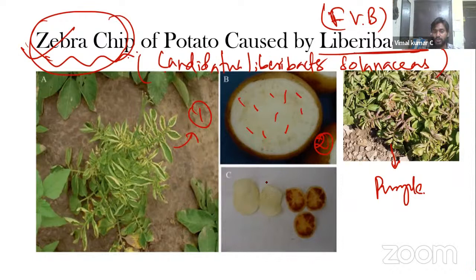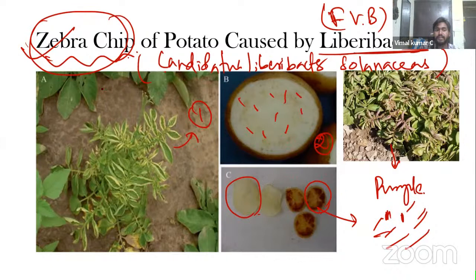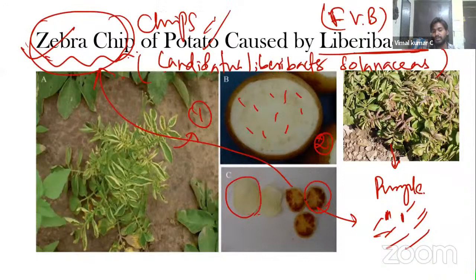But unknowingly, when you fry this for chips, this is the healthy one, and this is the diseased one. It makes a zebra pattern, like how a zebra has white and black color alternation. In the same way, brown and white alternation will be there, just like stripes. So this is how the name zebra chip was given. When it was fried, they came to know that. So these are all the criteria to identify whether it is infected with Liberibacter or not. This was also a question in the recent ARS exam.